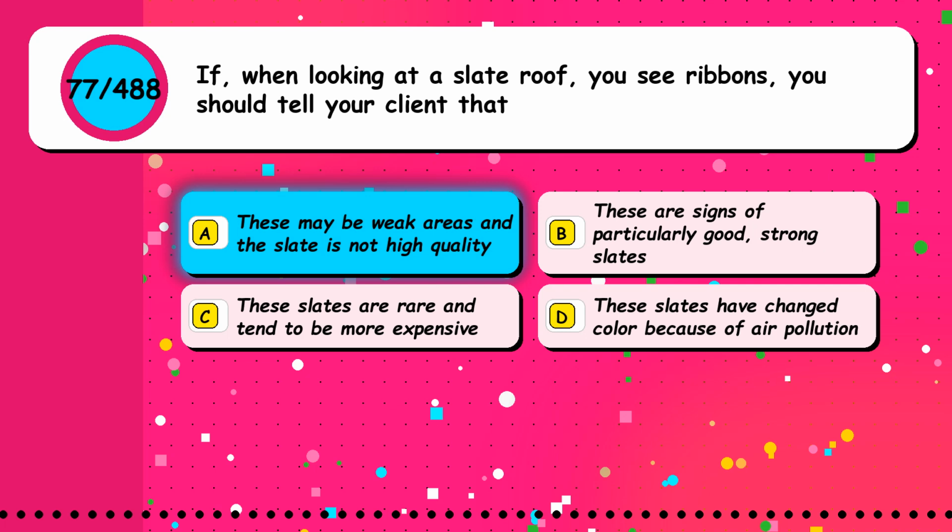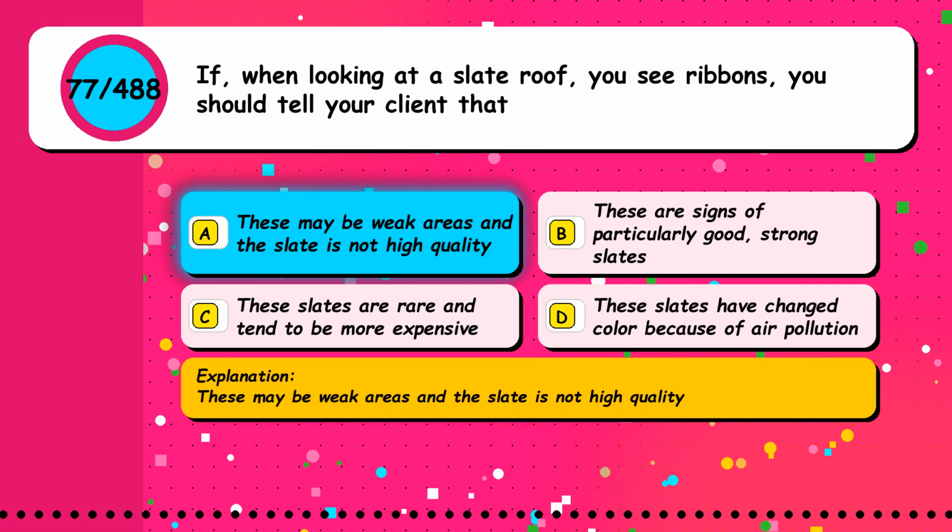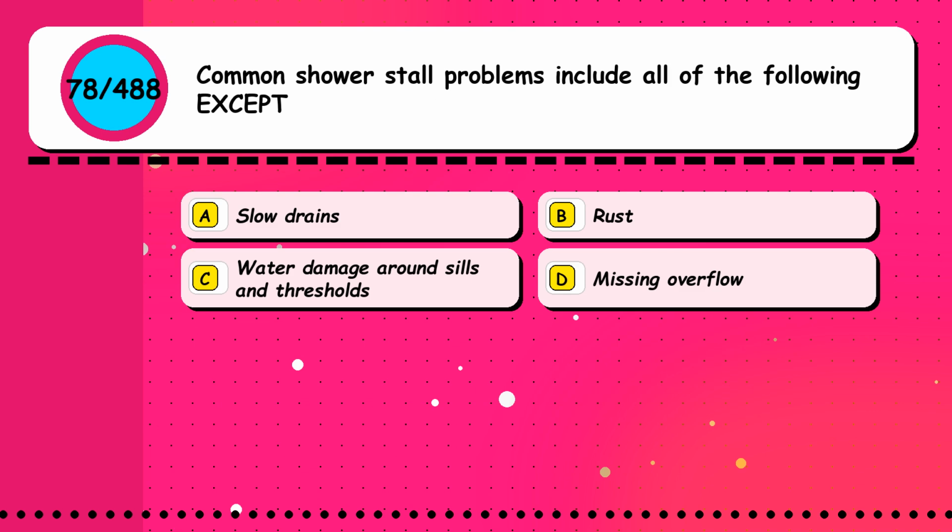The correct answer is option A. These may be weak areas and the slate is not high quality. Question 78. Common shower stall problems include all of the following except Option A.